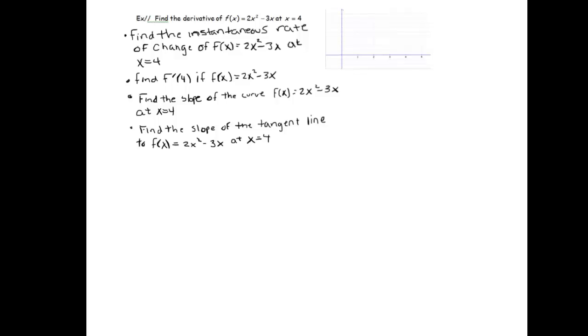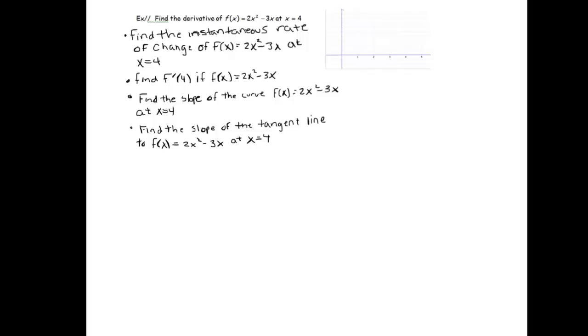So now that we have a working definition of the derivative, I want to do an example. And so in this example, we're asked to find the derivative of f of x equals 2x squared minus 3x at x equals 4. And what I've done is I've listed below 4 different ways of phrasing this exact problem. So all of these bulleted points here, they are different ways of asking the exact same question. In other words, all of these require the exact same process.